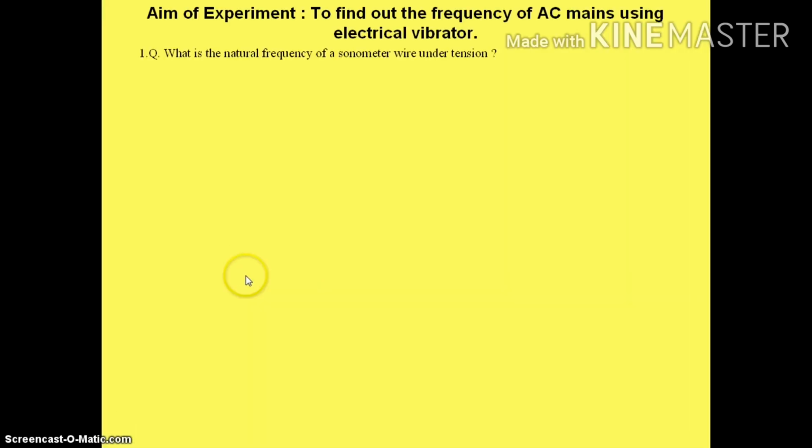Next, the aim of the experiment is to find the frequency of AC mains using an electrical vibrator. The first important question is: what is the natural frequency of a sonometer wire under tension? The natural frequency of a sonometer wire vibrating in one loop is given by n equals 1 over 2L times the square root of T by m, where T is the tension, m is the mass per unit length, and L is the length of the wire between the bridges, that is, the length of the loop, one loop in this case. This is the natural frequency n.